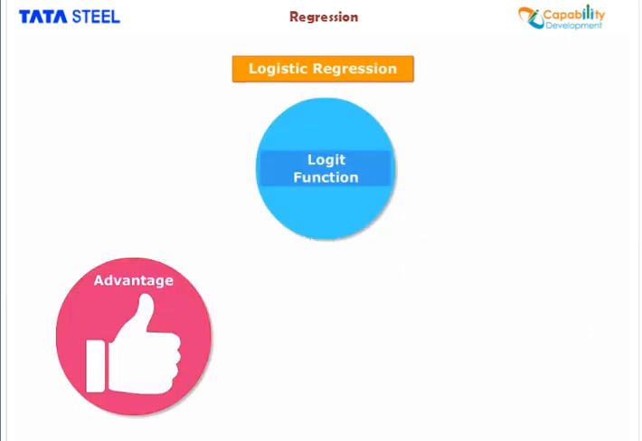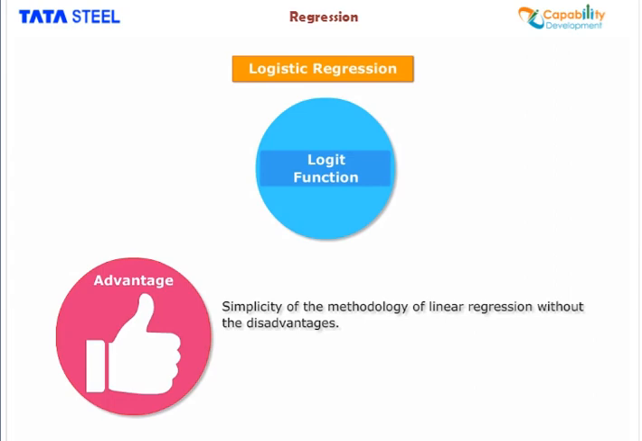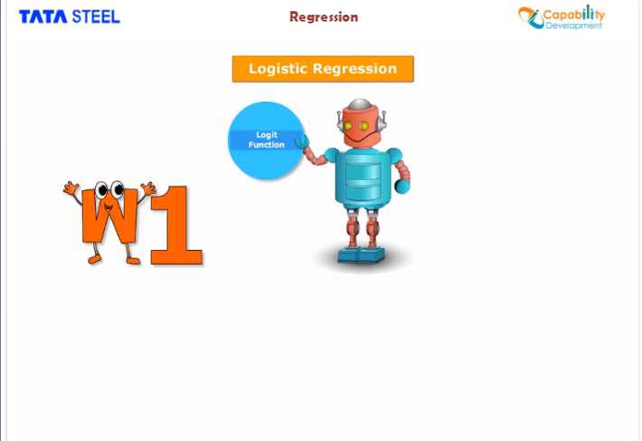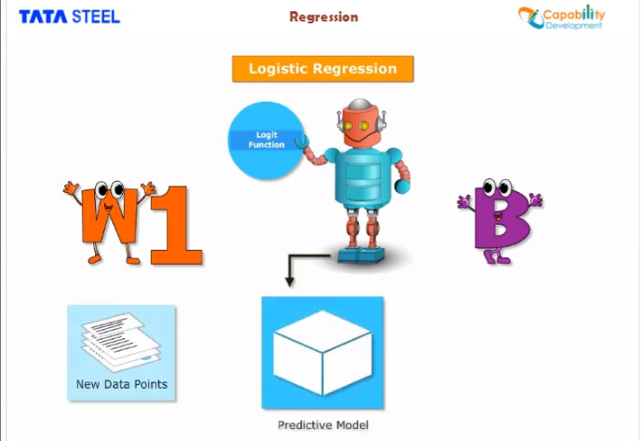The advantage of using the logit function is that you get the simplicity of the methodology of linear regression without the disadvantages. This means that the independent variables do not have to be normally distributed or have equal variance in each group. Hence, it is the ideal choice for classification where the data is binary. The ML tools try to find the optimum values for such logistic function for all the weights and bias like they do for linear regression to provide a model which can then be used for predictions of new data points.